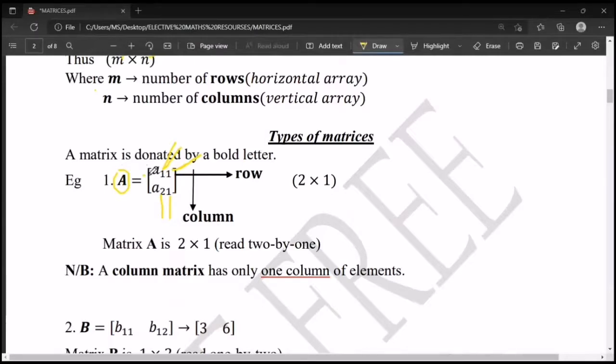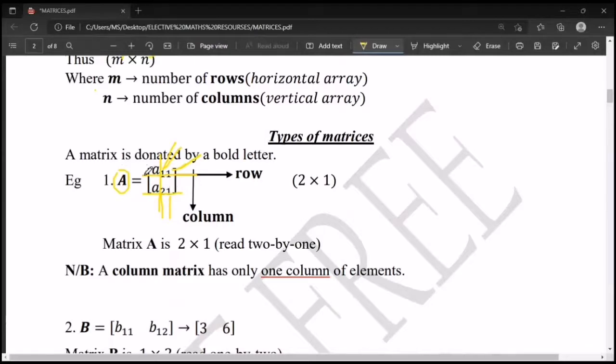Let's check. Row 1, row 2. How many columns? Column 1. So the position of A sub 1,1 is row 1, column 1. And A sub 2,1 is row 2, column 1.